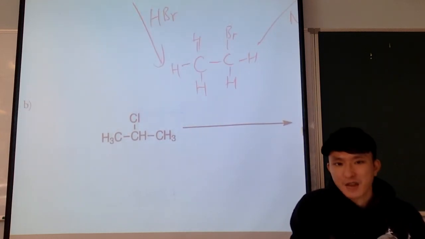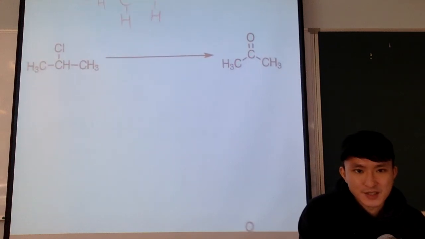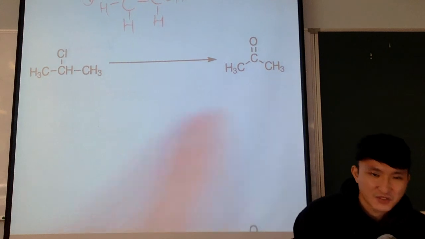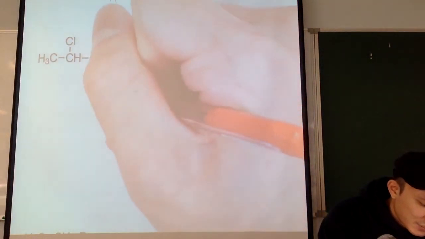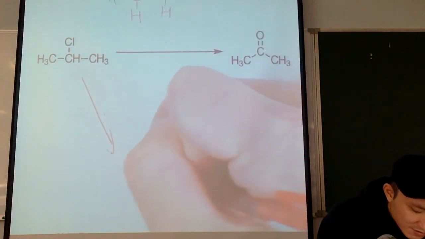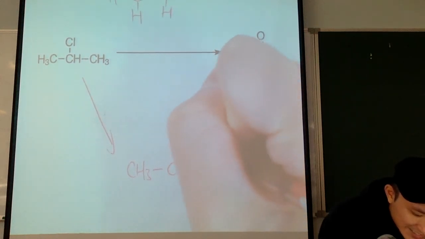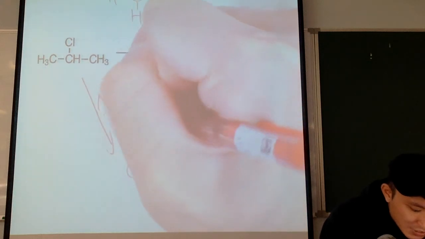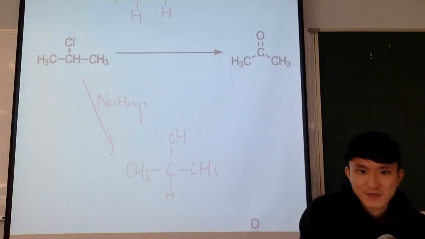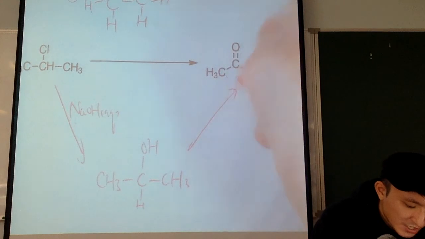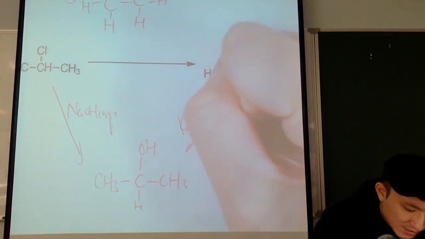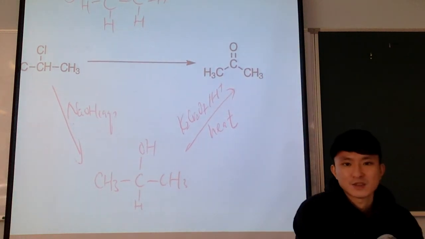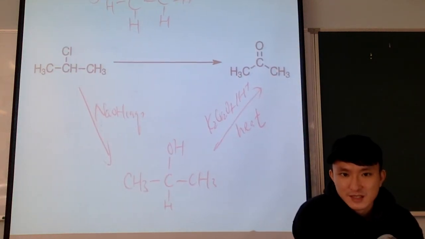Now, I assume you have done it, so let's check the answers. So here, chloroalkane to ketone. First, you need to change it into an alcohol, a secondary alcohol. This is done by a substitution reaction with sodium hydroxide, and then you follow by oxidation. So it is K2Cr2O7/H+ plus heat. Okay, so that should do it.